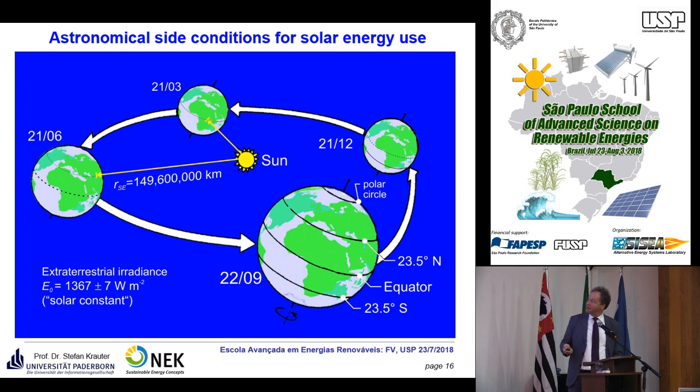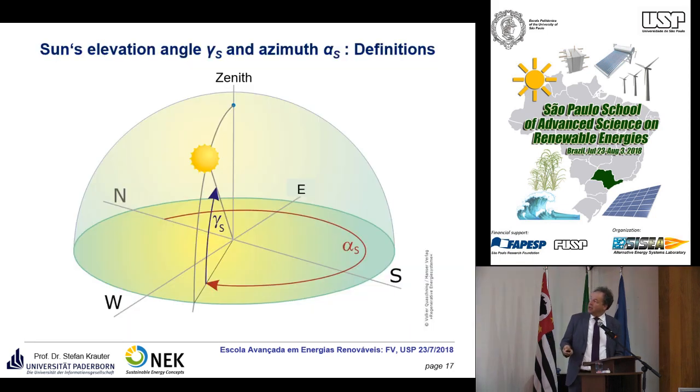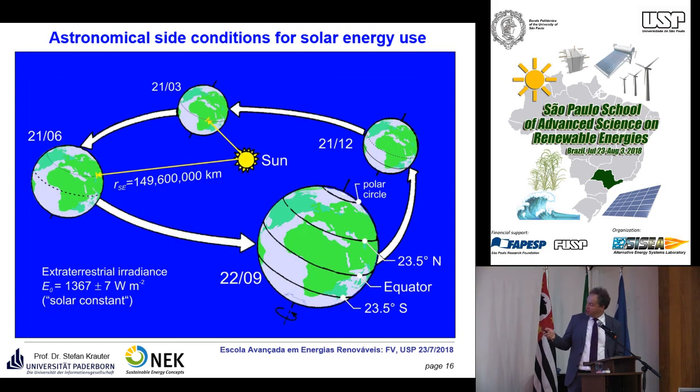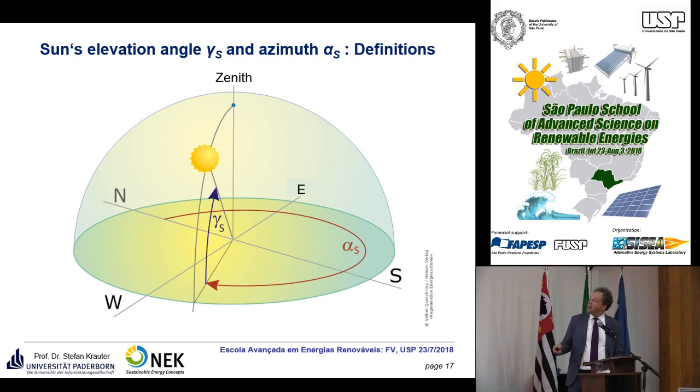These are some basic outlines here. If we position ourselves on the Earth, somewhere here, and look towards the sun, we make some agreements. The sun has a position, some elevation. We call it the elevation of the sun, gamma S. S for sun, and gamma is the elevation angle. And it's also looking in a certain direction. North would be zero, south would be 180 degrees. This is called the azimuth, the solar azimuth.